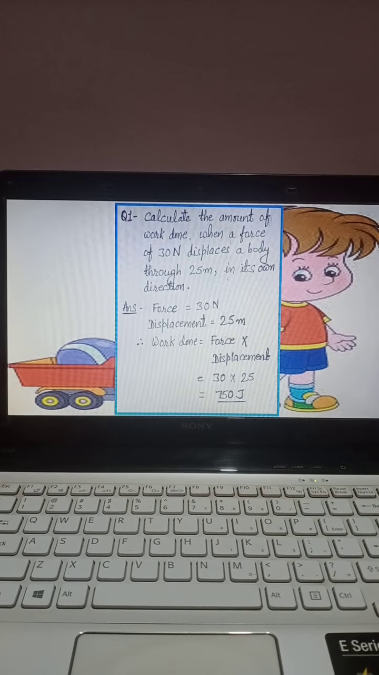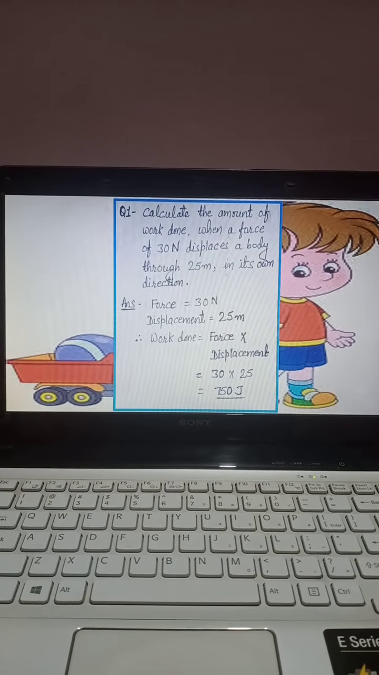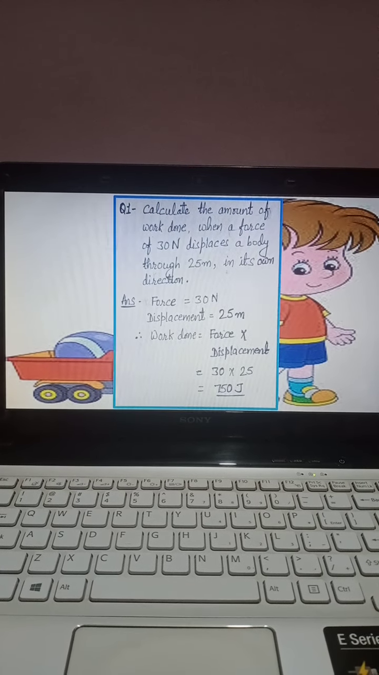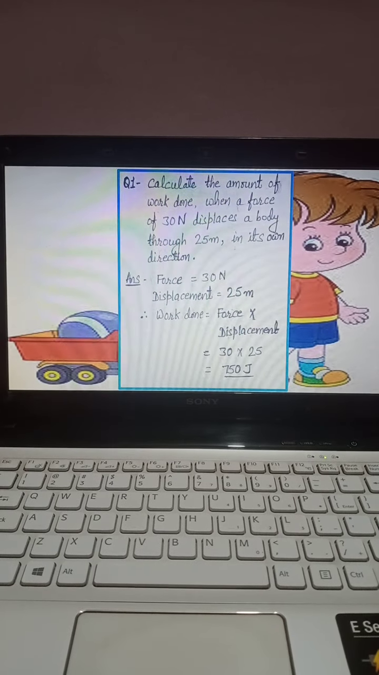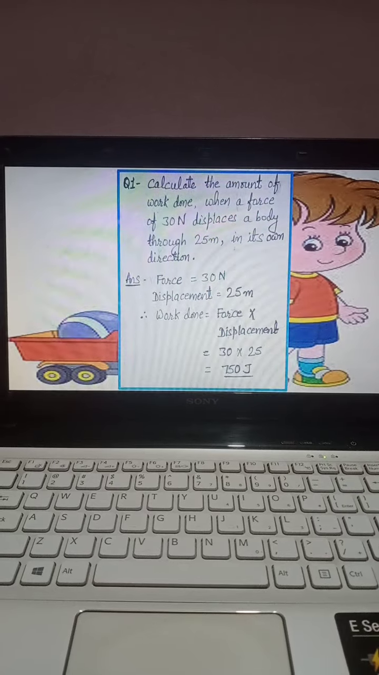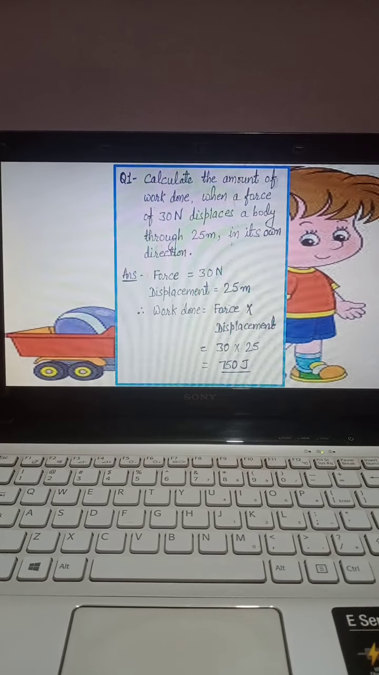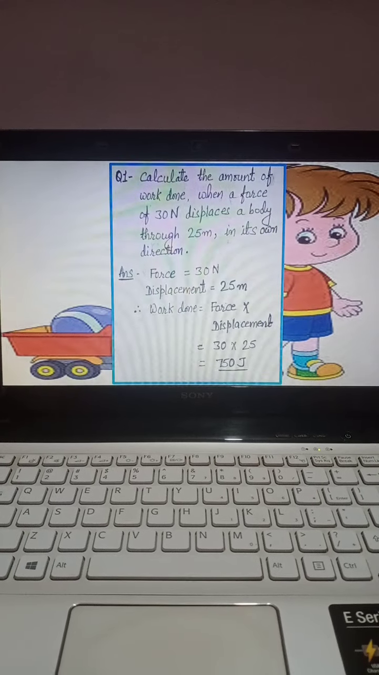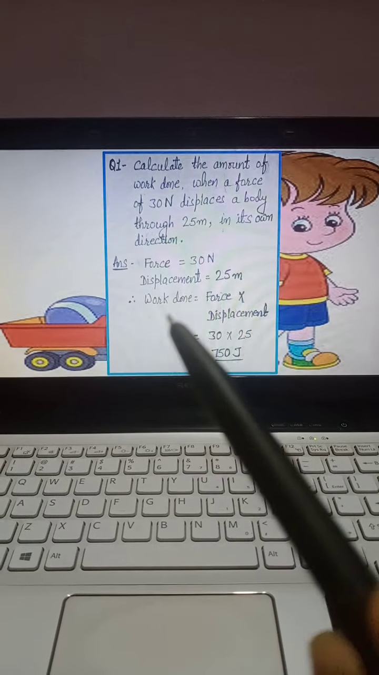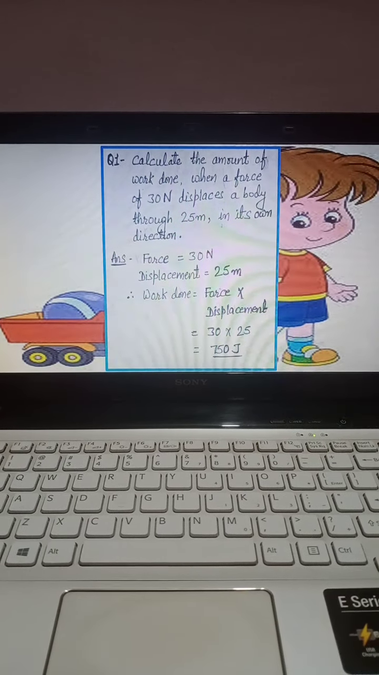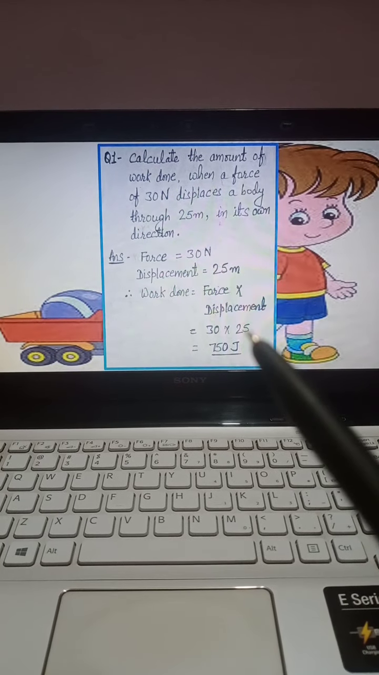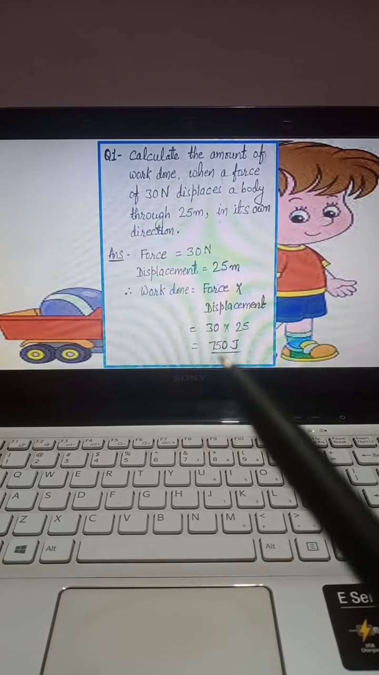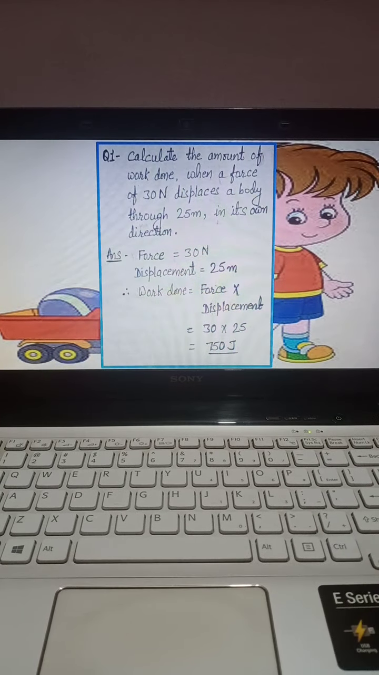Calculate the amount of work done when a force of 30 Newton displaces a body through 25 meter in its own direction. So in this numerical, force is given which is 30 Newton, and when the force is applied, it displaces that body by 25 meter. Then we have to find out the work done. So we are going to use the formula again: work done is equal to force into displacement. Force is given as 30 Newton, displacement is given as 25 meter. So work done is equal to 750 joule.